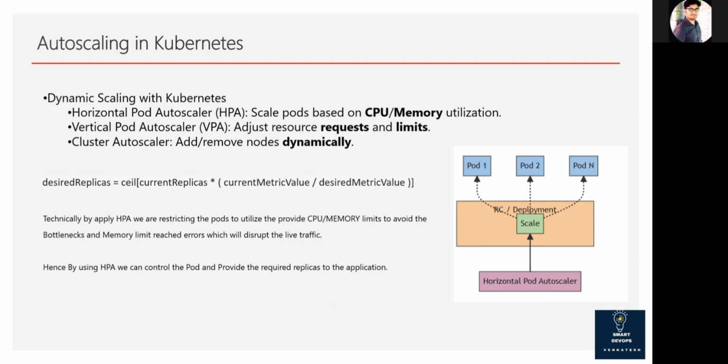So it is mainly applicable for cloud providers like AWS, Azure, and GKE. You can apply this cluster autoscaler and it will increase the nodes dynamically. So this is about autoscaling in Kubernetes.